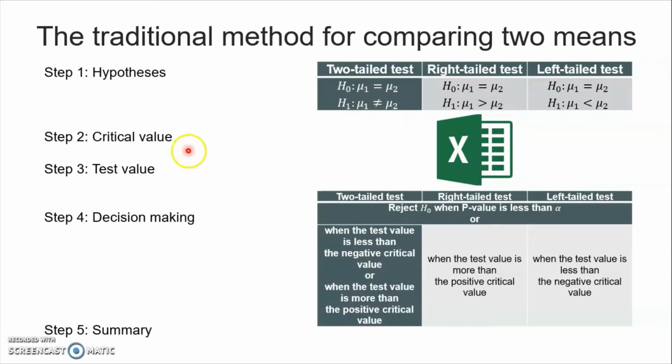be answered. For step 2 and 3, the values can be obtained by using Microsoft Excel. In next slide, I will show you the step-by-step process on how to use the data analysis toolpack on calculating the critical and test values. After we obtain the output from the Microsoft Excel, then you can make your decision depending on this table. After that, you can write the summary for the problem.